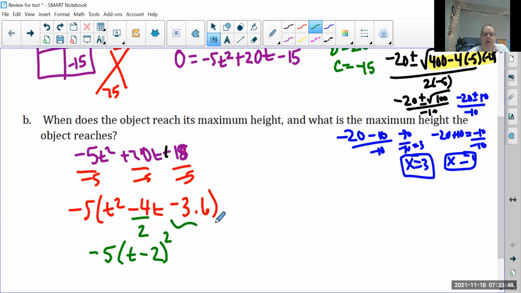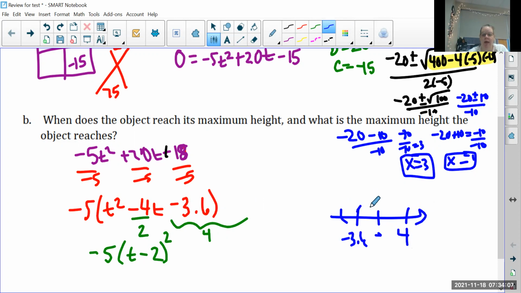And now I need this to equal 2 squared, which would be 4. So I needed to make negative 3.6 equal 4. So not negative 4, I need to go all the way up. So if you think about a number line, here's 0. I have negative 3.6 here, and I need to get to 4 here. So I need to add 3.6 just to get to 0, and then I need to add 4 more to get to 4. So I'm adding 7.6 here.